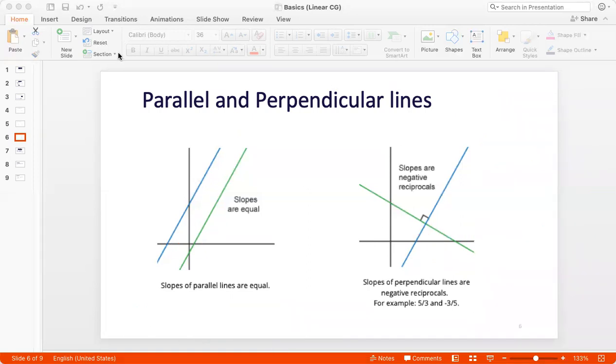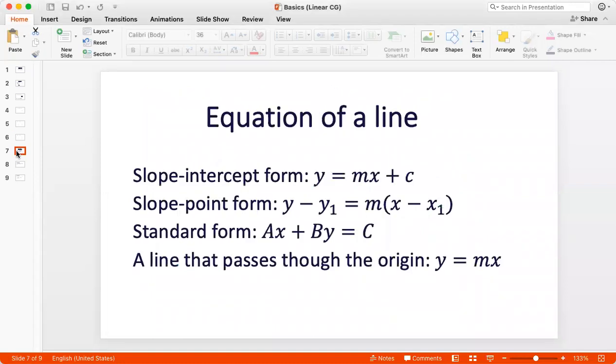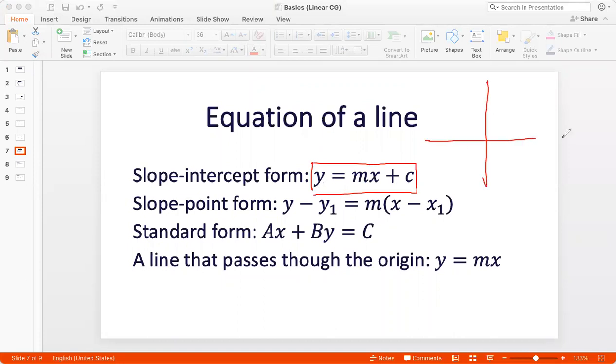Okay. Let's now look at some of the equations of a line on the coordinate plane and how the slope plays a role. The most common equation is known as the slope-intercept form, given by y is equal to mx plus c, where m is the slope and c is the y-intercept. So this distance is c and m is the slope of the line, right? So this is the most common equation because it represents y as a function of x.